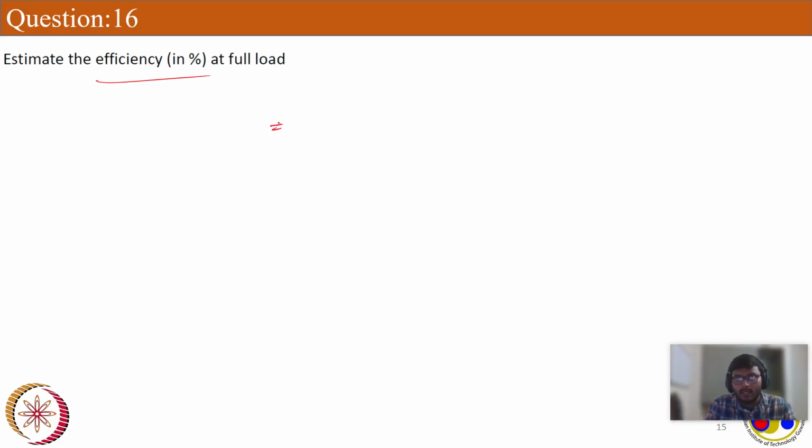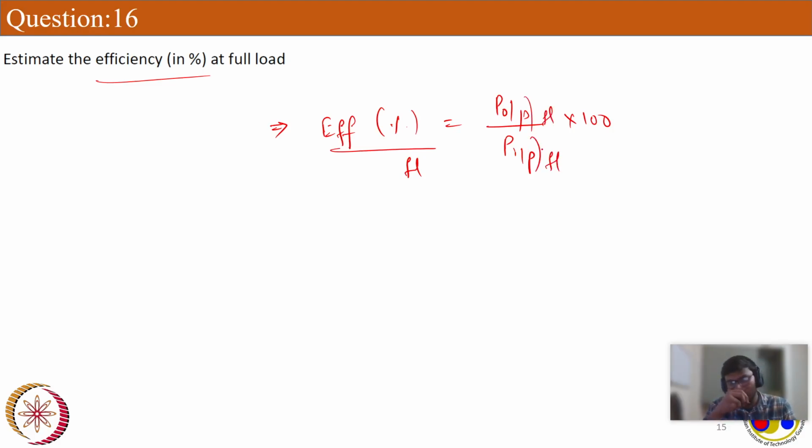Okay. Finally, efficiency. It's very simple. Efficiency in percentage is equal to output power by input power into 100. So entirely at full load, see, output power at full load, input power at full load.